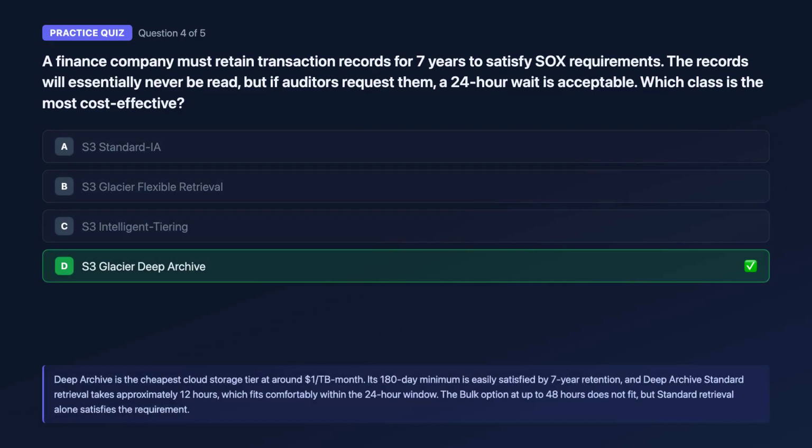The answer is D. S3 Glacier Deep Archive. It's the cheapest storage anywhere in the cloud, about $1 per terabyte per month. The 180-day minimum is easily covered by 7-year retention, and Deep Archive standard retrieval at roughly 12 hours fits comfortably inside the 24-hour acceptable requirement. The bulk option at up to 48 hours wouldn't fit, but standard retrieval alone satisfies the requirement. Standard IA and Intelligent-Tiering would cost significantly more per gigabyte than Deep Archive for the same 7-year workload.